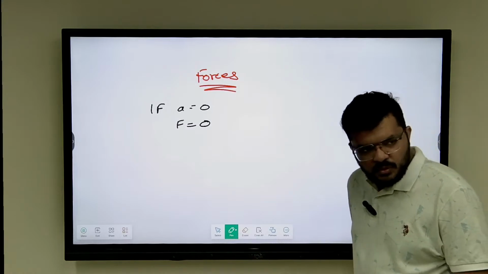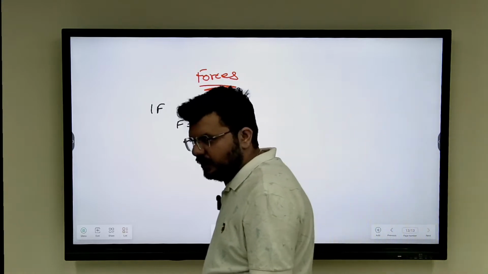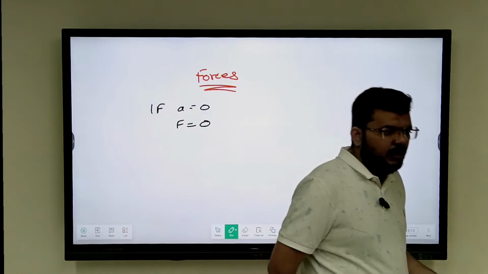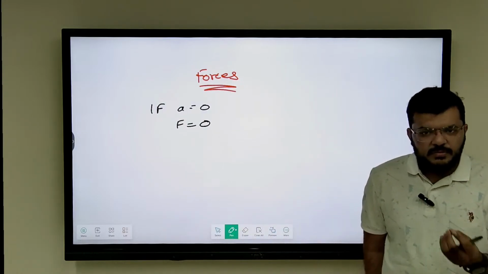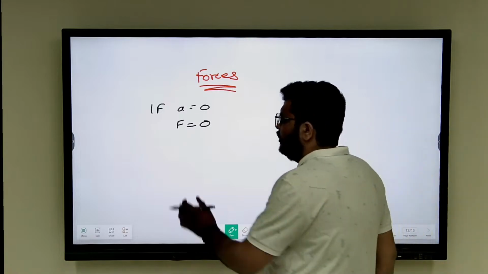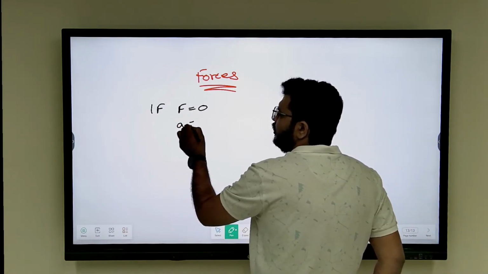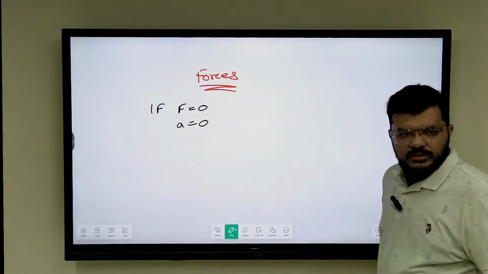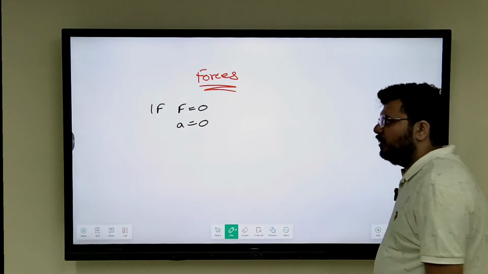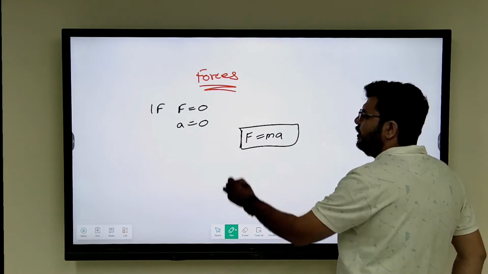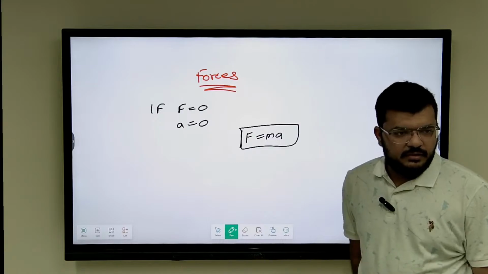If there is no change in velocity, then there is no force acting. But for velocity to change, there must be force, hai na? So should I be writing it like this, that if f is equal to 0, a is equal to 0, hai na? What is the second law of motion? The second law of motion directly says that f is equal to ma, hai na?